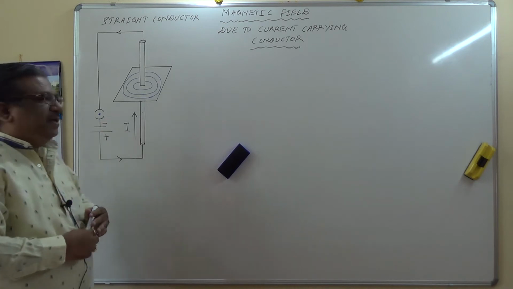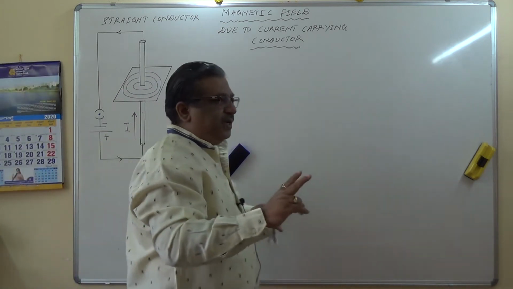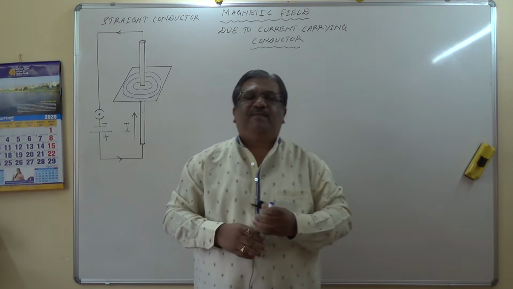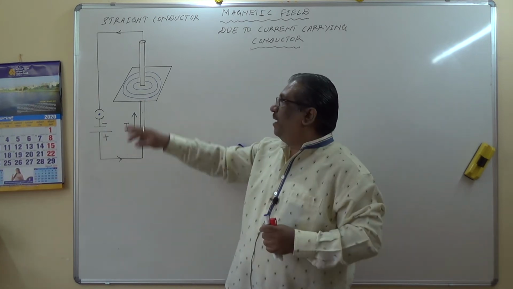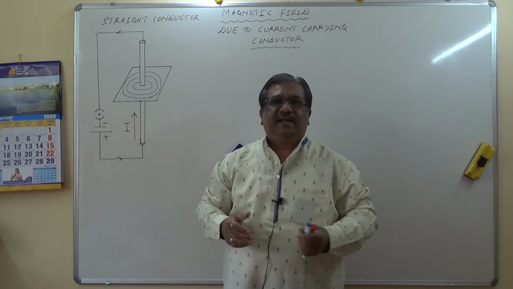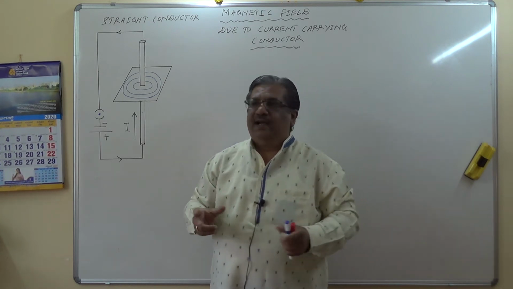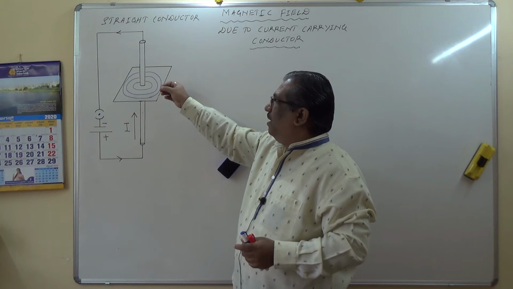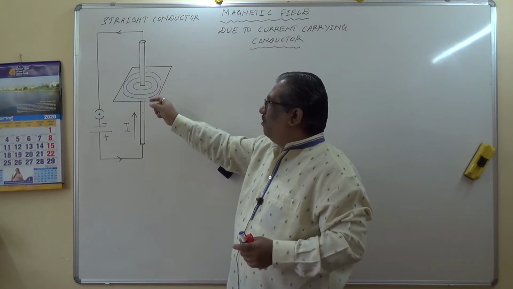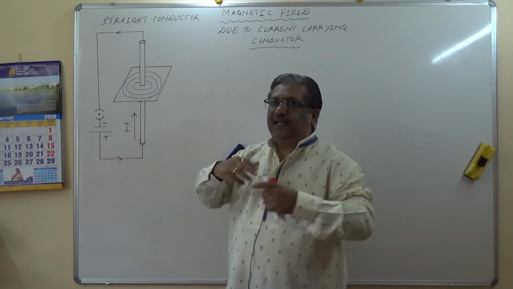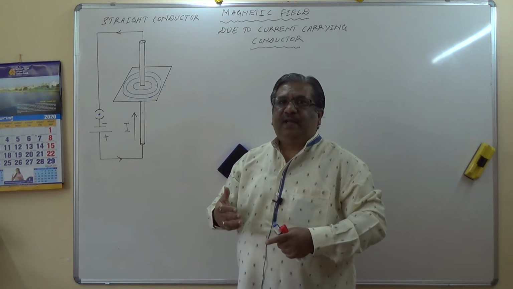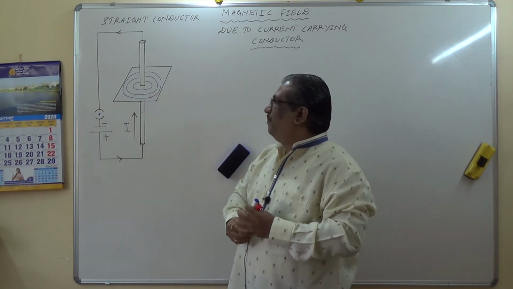Fine. That means there are two ways by which we can confirm the presence of the magnetic field produced by the straight conductor that carries electric current. One is by taking the compass needle, which gets deflected, and the other is by sprinkling the iron filings and gently tapping over here, the iron filings will get arranged themselves in the form of concentric circles.